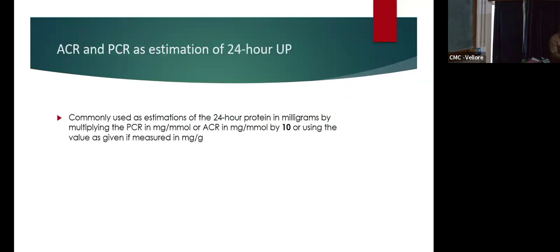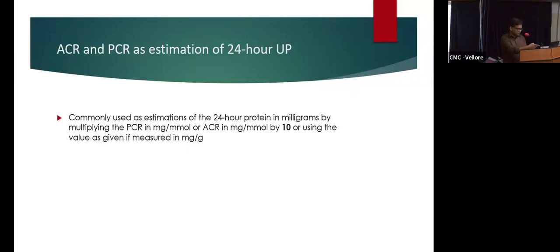So this ACR and PCR are used the same way. If it is given in milligram per millimole, just multiply by 10. And if it is given in milligram per gram, use it as it is. Or if it is given in milligram per milligram, then multiply by 1000.